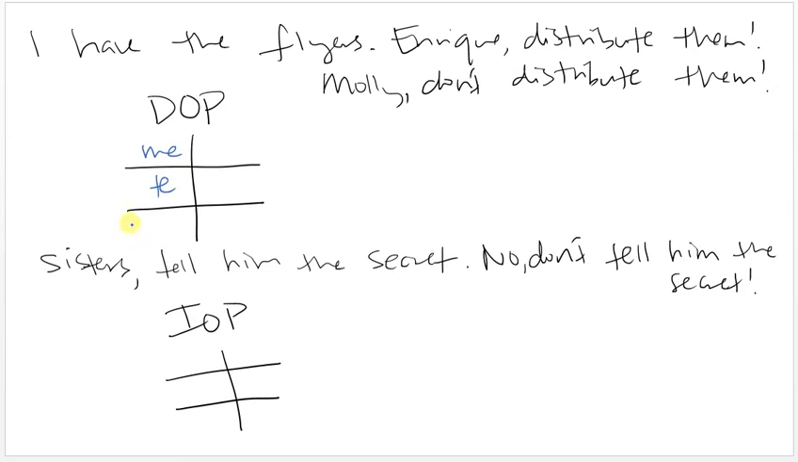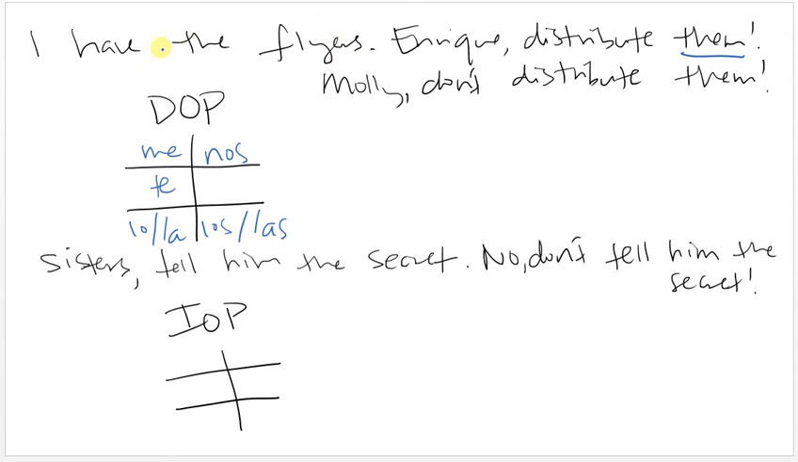Me, te, lo y la, nos, os, los y las, direct object pronouns. And remember, the direct object pronoun replaces the direct object, which answers who or what about the verb. So I have the flyers, Enrique, distribute them. Them is your direct object pronoun because it's replacing the flyers.